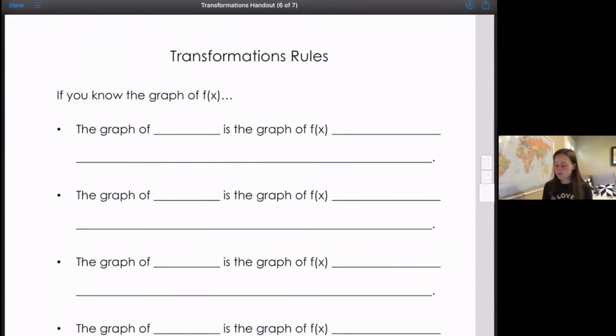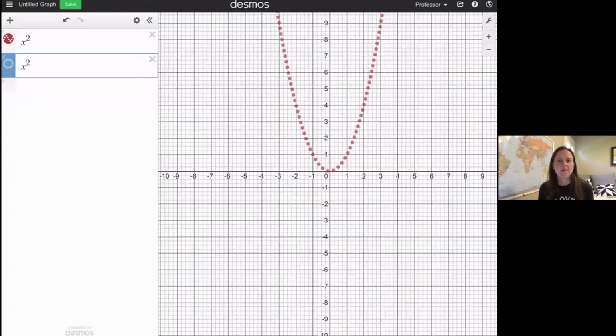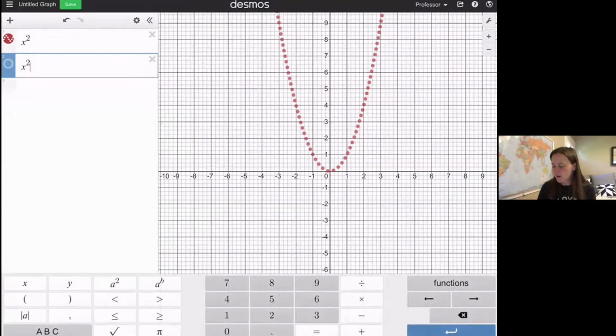Okay, so this says if you know the graph of f of x, and then we've got a bunch of blanks to fill in. So let's head over to Desmos and play around with these graphs a little bit. All right, so here I have the graph of x squared drawn as a dotted line. And let's see, I'm just going to start playing around with the formula here and seeing what changes that makes in the graph. So I'm going to add a number to this.